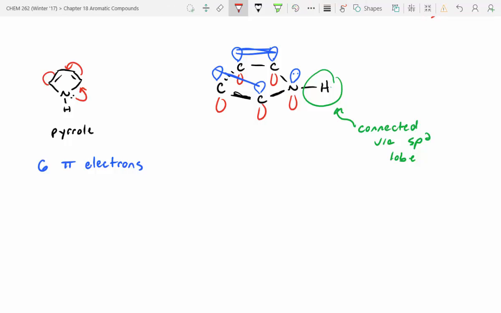Is that why it wouldn't be sp3 hybridized? Yeah, exactly. That's why that nitrogen in pyrrole is not sp3 hybridized. If it were sp3 hybridized, that lone pair wouldn't be able to delocalize.